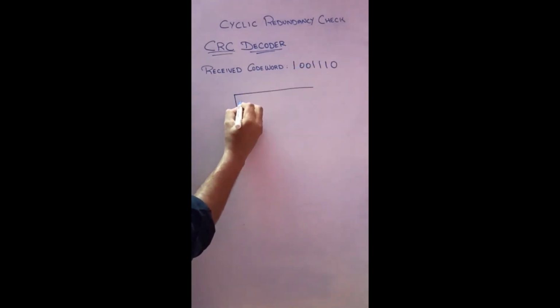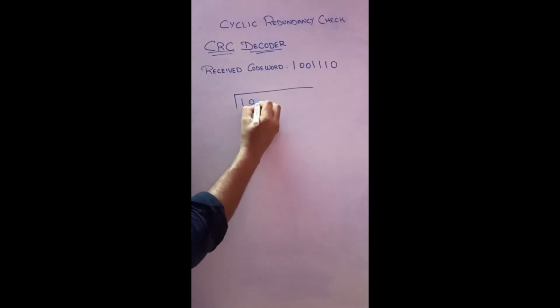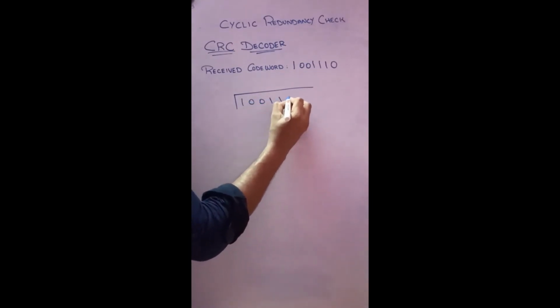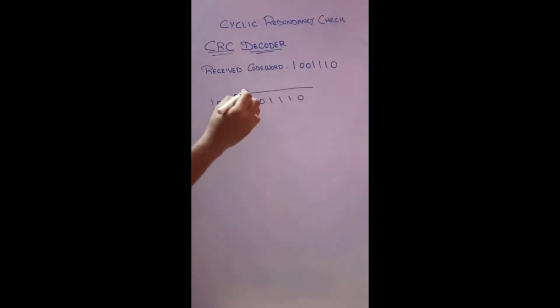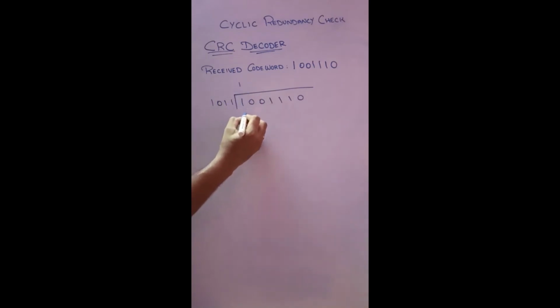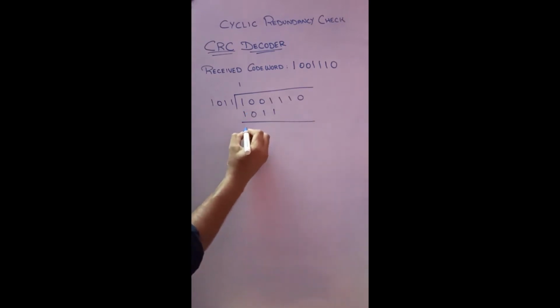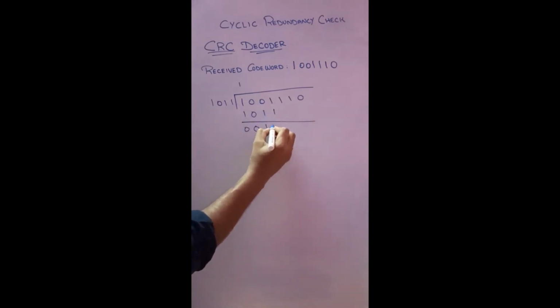So the received code word which is used as the dividend is 1001110. Am I right? This is the received code word, and the divisor is 1011. This is the divisor that we used at the sender side while performing the CRC encoding process. This is happening at the receiver side, so we can do the modulo 2 division. So 1 times 1011. So this will be 0010.